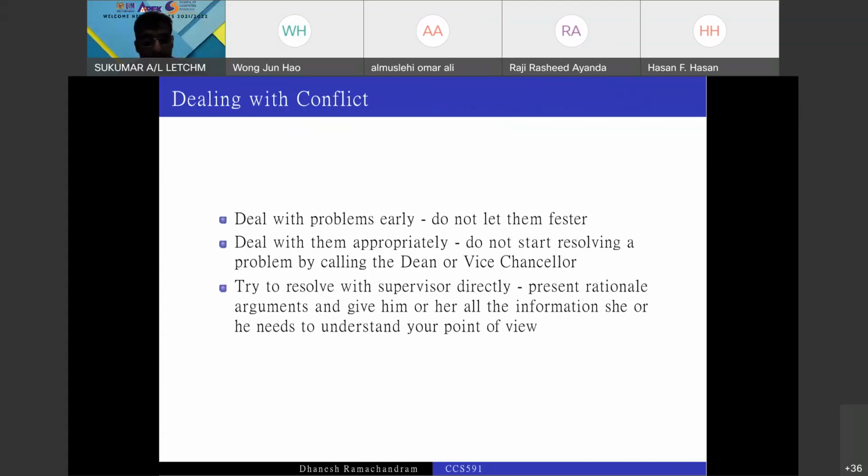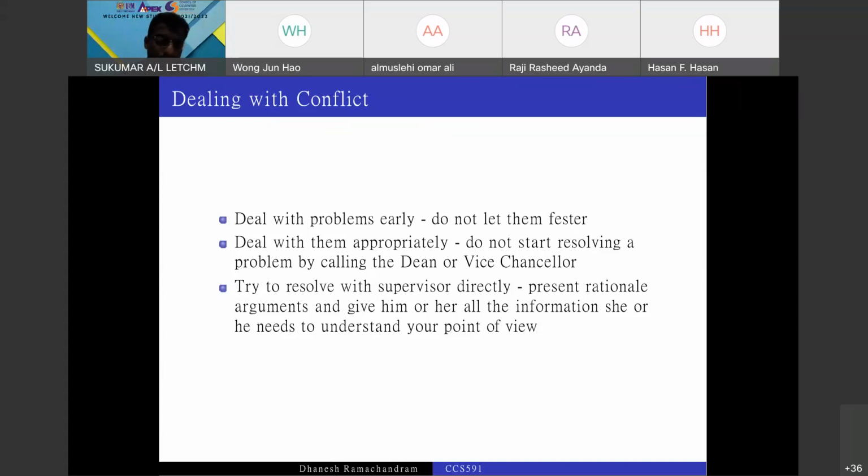And then also save the mails. And if you have any conflicts, deal with the problem early. Okay, don't let a small problem become a very huge problem, and deal with them appropriately. Just because your supervisor doesn't entertain you one time, don't straight away send it to the dean or even the vice chancellor, because nowadays it's very easy. You can just CC, put in an email address, and next minute the VC will get the email. Am I right? So you need to make sure you don't spoil your relationship.